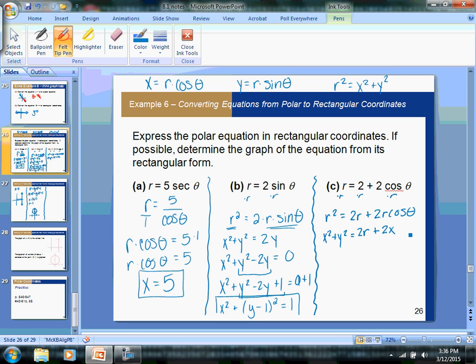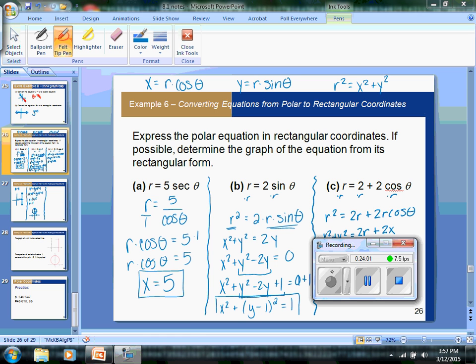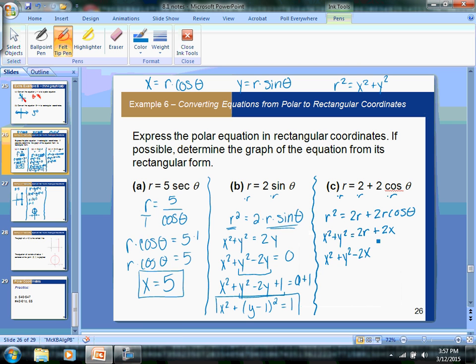Now, that r is still an issue. I got to get that out of there if I want to really have a true rectangular equation. So I'm going to subtract the 2x over to the other side. So I have my x squared, and then my y squared, and then minus 2x. Okay, so then we'll have x squared plus y squared minus 2x equals 2r.